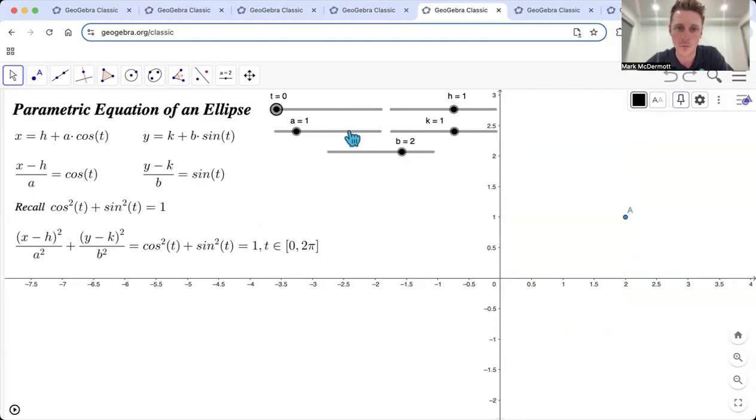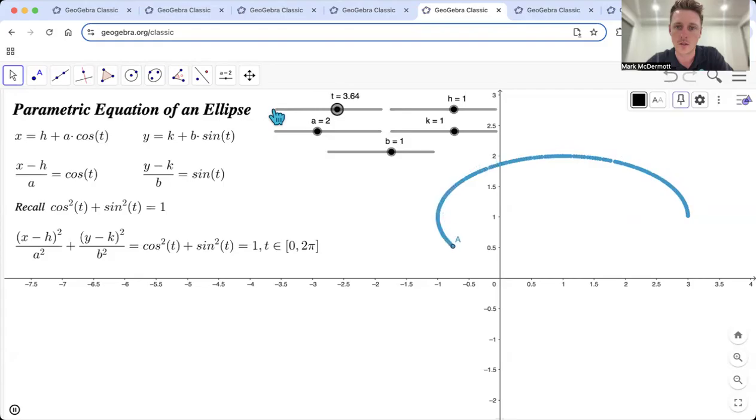Just because we're all curious people, let's change A to be 2 and B to be 1. Encourage you to pause the video, think about what's going to happen. But I think you would agree the major and the minor axes are going to change if we let t play. And you can see now that we get an ellipse that's sort of landscape, if that makes any sense. So that is the parametric equation of an ellipse with a center at 1, 1, right? Because h is 1 and k is 1. So that is how you do that.